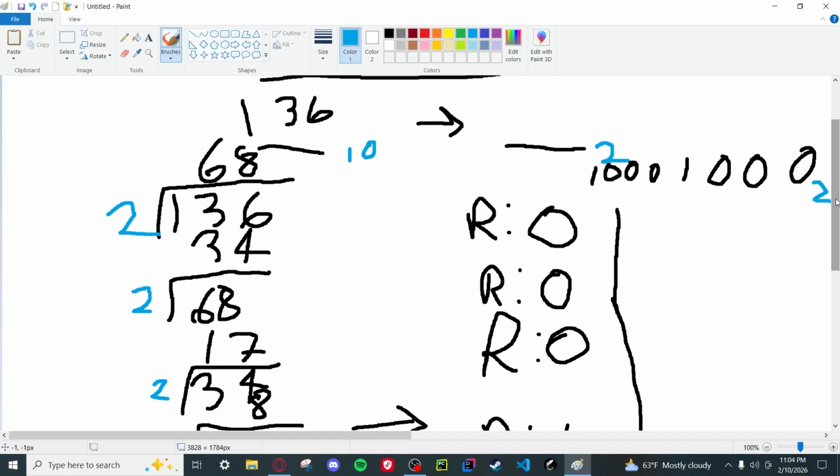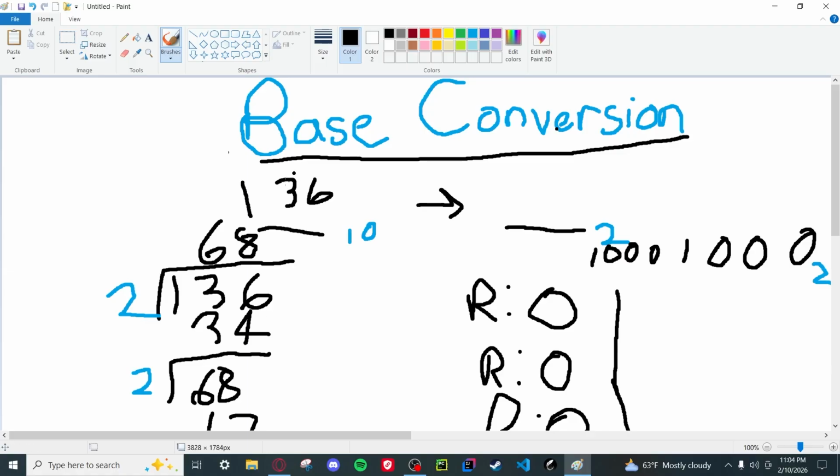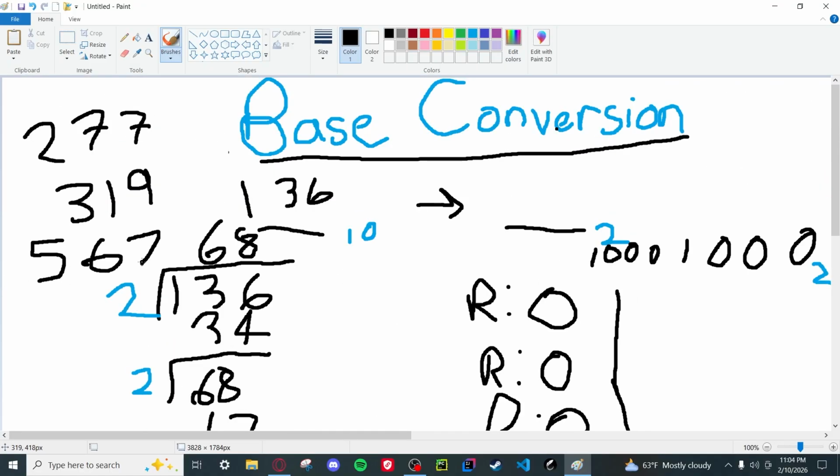We did it right. Now, you might be saying, I actually like this method. You know, the dividing wasn't that hard. Yeah, I gave you 136. What if you had 277 or 319 or weird numbers that don't seem to divide easily and are big? What if you have 567? You have these numbers, right? That's not so easily dividable.